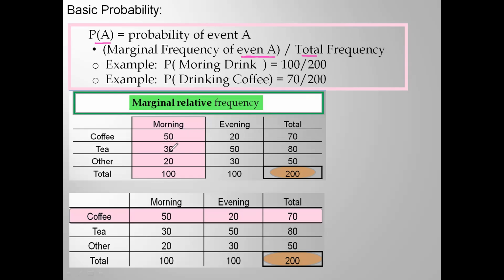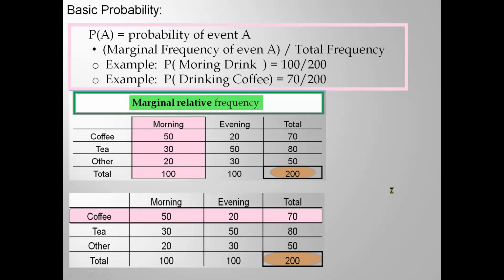So in the first example, we're talking about morning drinks. So that was 100 divided by 200. And in our second example, we were looking at drinks that were coffee. So we look across for our coffee. We had a total of 70. So our probability in that situation was 70 over 200. And that's basic marginal frequency.